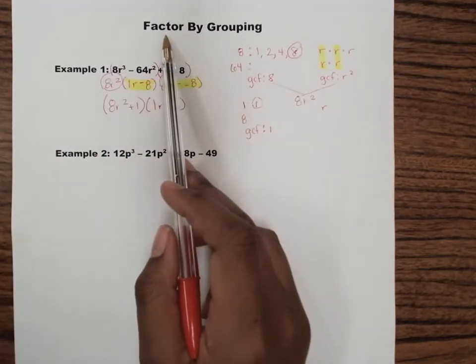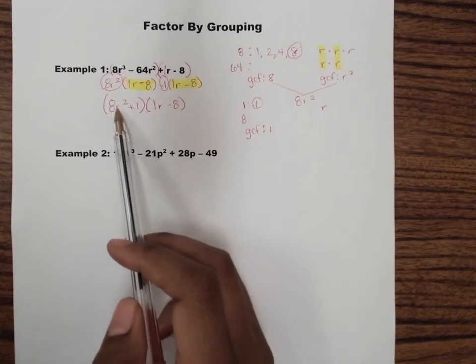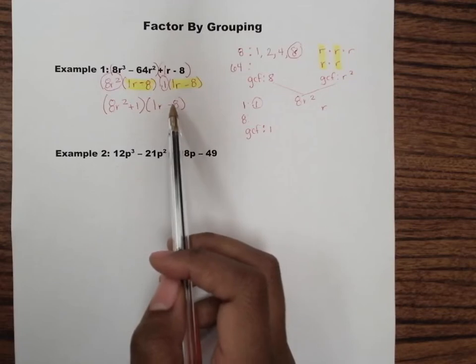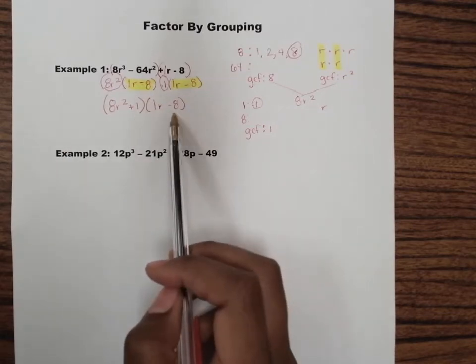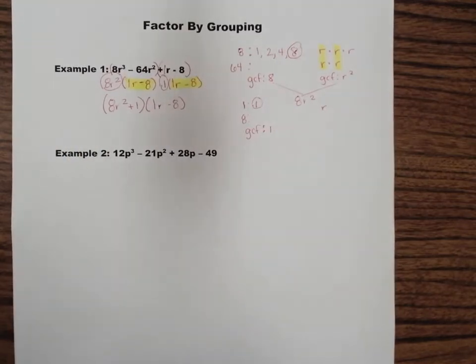So for this example, to factor by grouping, the answer is 8r squared plus 1 times 1r minus 8. Now, if you wanted to check yourself, you could do the box method with these two binomials, and you should get back what you started. That is a great way to check yourself on the test. We're going to go ahead and move on to example number 2.